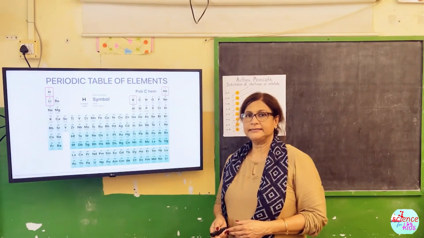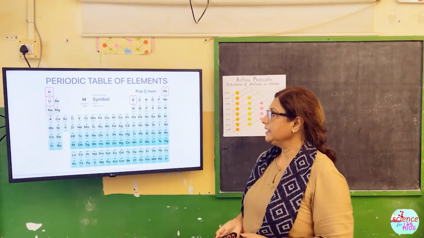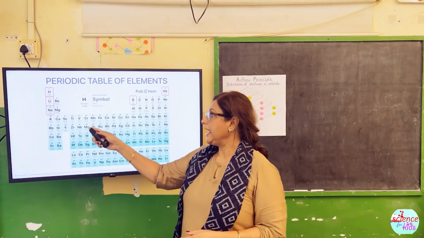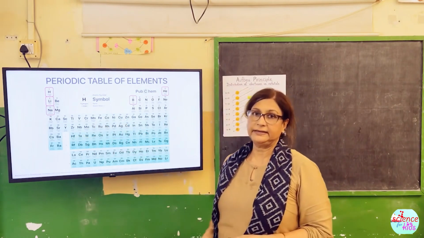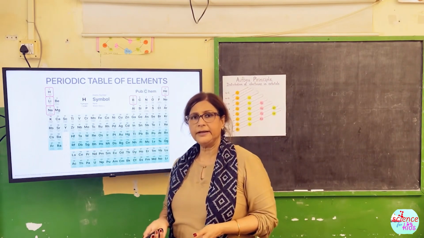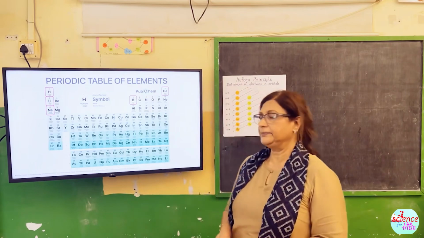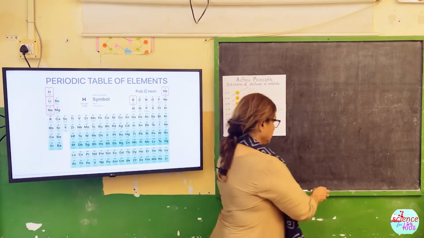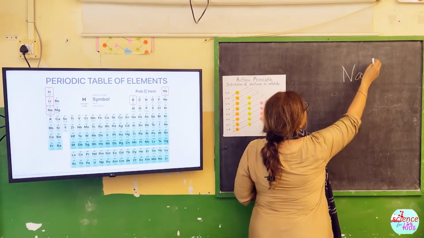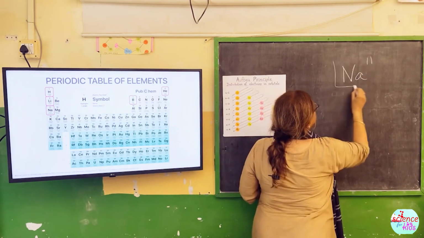Let's look into our next example, which is sodium. Now as you can see, sodium falls in period 3, and the atomic number for sodium is 11. So how do we do the electron configuration for sodium? We follow the same steps as we did before. So again we write here, this is sodium with atomic number 11.